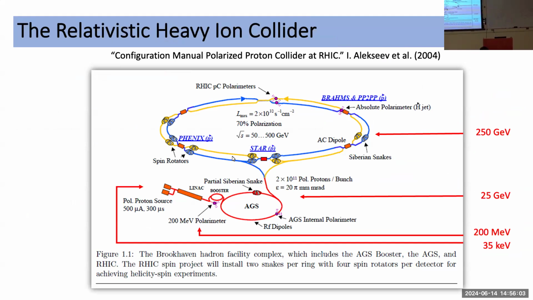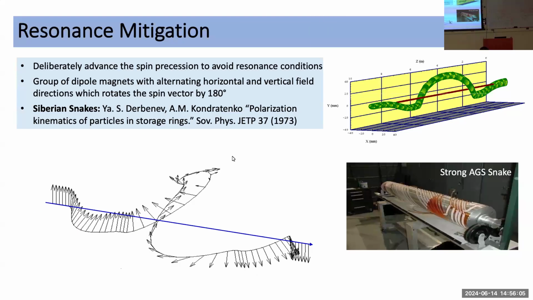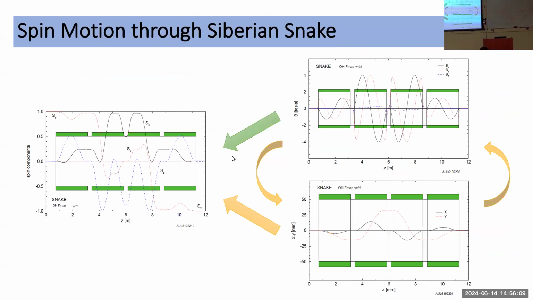So this is at AGS. This picture here is a snake that was built for AGS. Okay, now let's look through here.